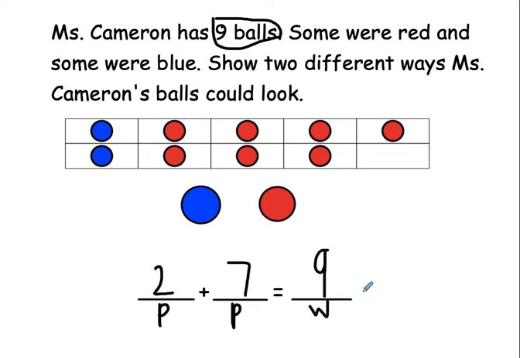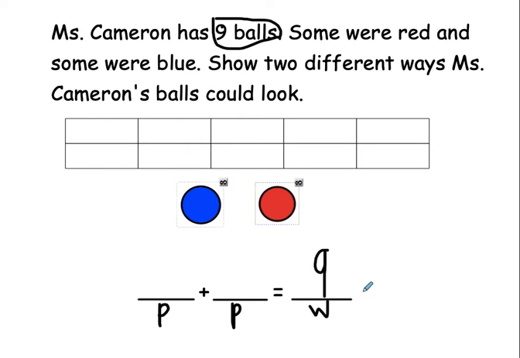All right, boys and girls, doing great so far. So far, we know that 4 plus 5 equals 9. She could have 4 blue balls and 5 red balls. We also know that 2 plus 7 equals 9. So she could have 2 blue balls and 7 red balls. Now I want you to try to see if you can figure out another combination. I'm going to erase these. And I want you to look. What's another combination that I could use to make 9?